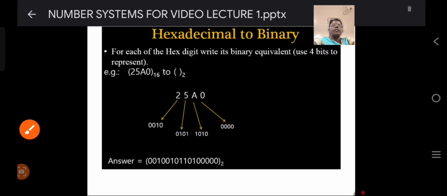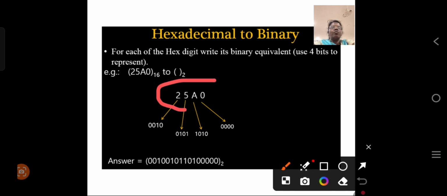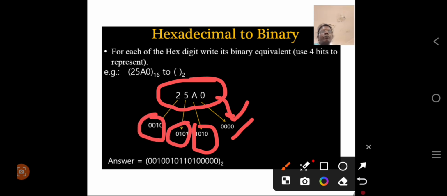Okay, now consider the reverse process, hexadecimal to binary. What is the procedure? This is my hexadecimal number, a 4-digit number. Each and every digit should be replaced with the corresponding 4-bit binary code. So 0 we have to substitute with 4 zeros. A, which is equivalent to 10 in decimal, has the binary equivalent 1010. 5 is 0101. 2 is 0010. By combining all these 4-bit groups together, we will have a 16-bit binary code for this given number 25A0.